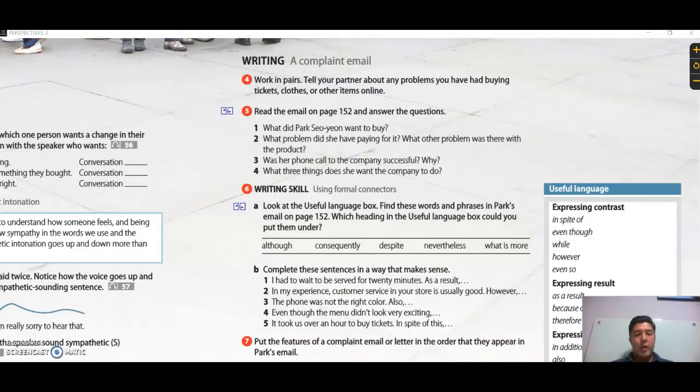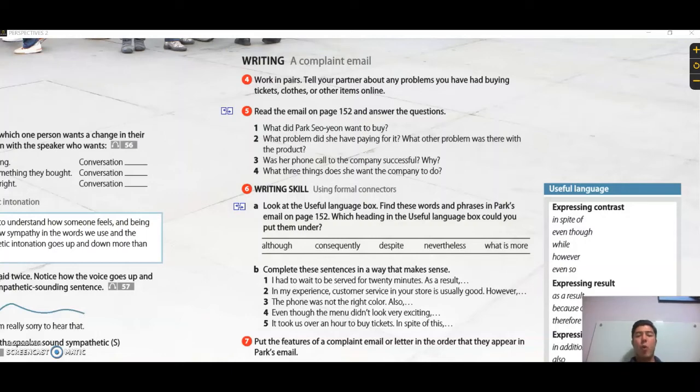Okay, guys, so we are back on page 103 and we're going to check the questions. What did Park Seo-young want to buy? Number 2, what problems did she have paying for it? What other problems were there with the product? Was her phone call to the company successful? Why or why not? What three things does she want the company to do? So let's check it. The first one is, what did Park Seo-young want to buy? Well, she wanted to buy a gift card, right? If you have gift card, it is correct.